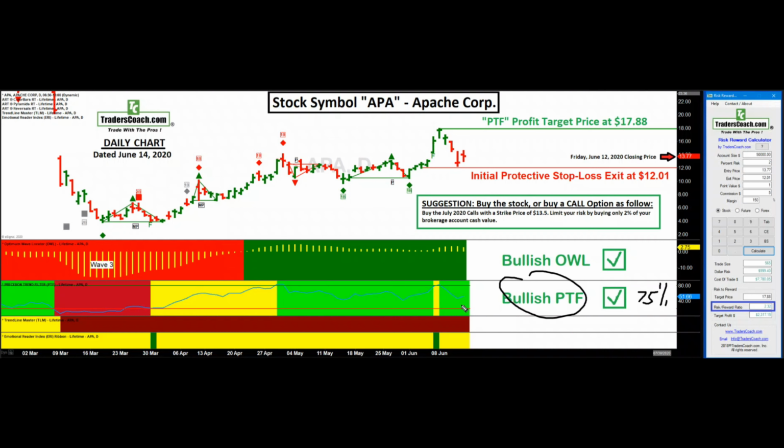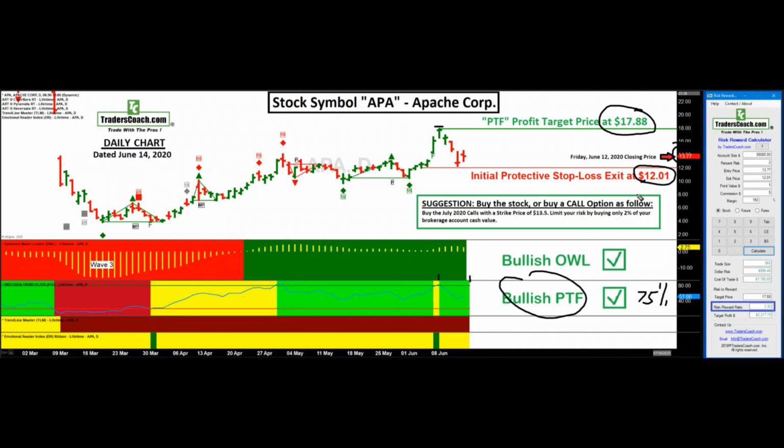So the way you use this is that when you have a green PTF, find the highest price in that green area, and that's this price bar right here. So that becomes your target range, and in this case, that's $17.88. Now we want you to put your stop at $12.01. The close on Friday was $13.77. So as a general rule, what we like to tell you to do is try to get in to this trade on Monday as long as prices are within 10% of Friday's close.